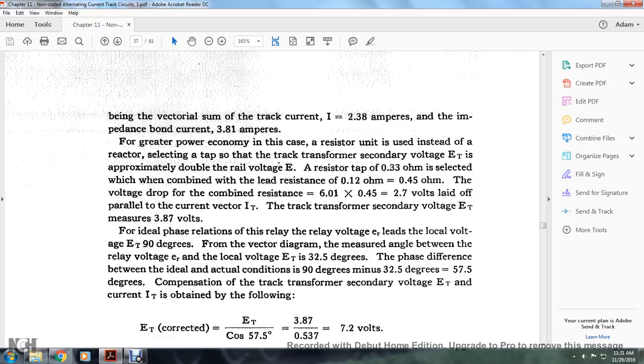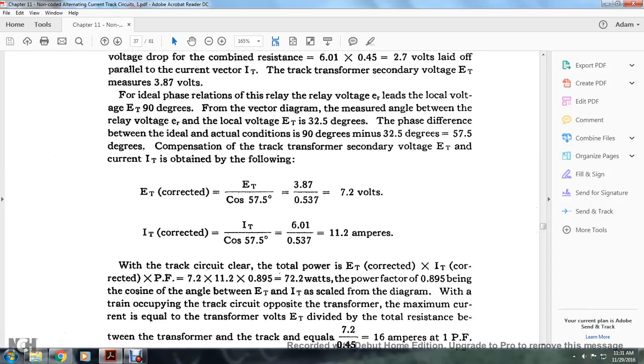For the ideal relations, the relay voltage ER leads the local voltage ET by 90 degrees. From the vector diagram, measure the angle between the relay voltage ER and the local voltage ET, which is 32.5 degrees. The phase difference between the ideal and actual conditions, 90 degrees minus 32.5 degrees, is 57.5 degrees. Compensation of the track transformer secondary voltage ET and the IT is obtained as follows. The ET corrected is equal to ET divided by the cosine of 57.5 degrees. IT is corrected by IT divided by the cosine of 57.5 degrees, equaling ET is equal to 72 volts. IT is 11.2 amperes.